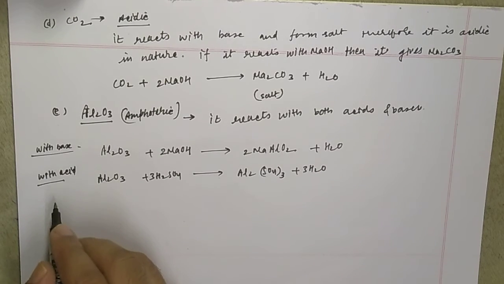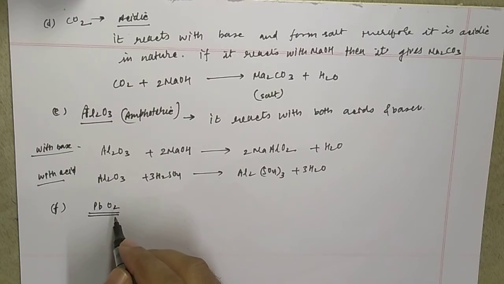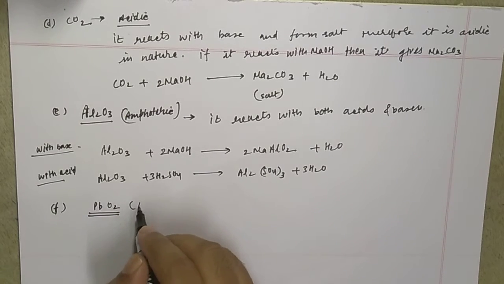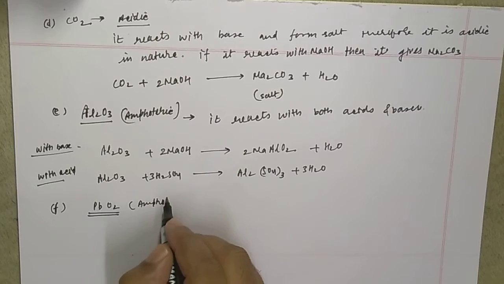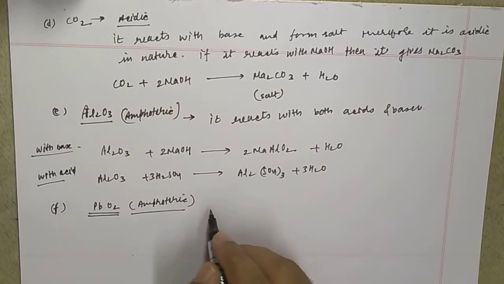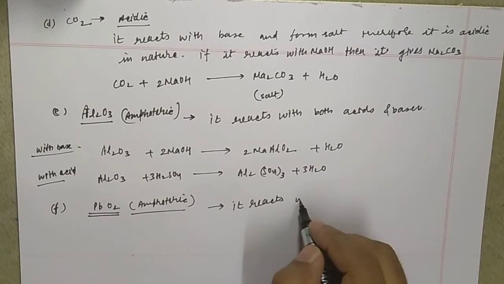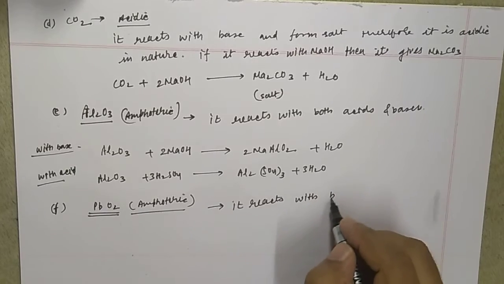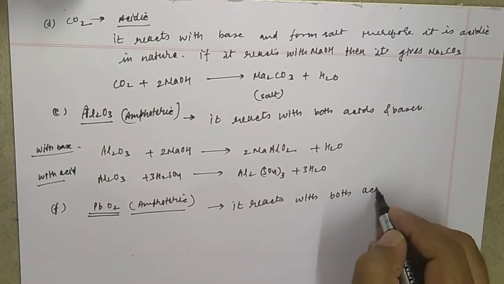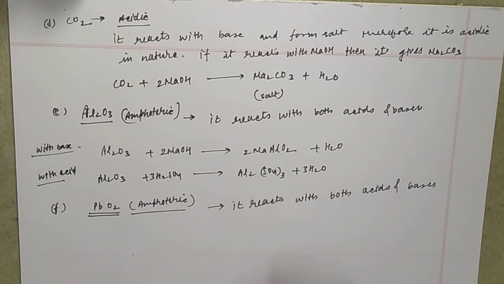Now the next option is there, and they are asking what is the nature of PbO2. PbO2 is also one of the amphoteric oxides. Okay, amphoteric. Why amphoteric? It reacts with both acids and bases. That is why it is amphoteric.